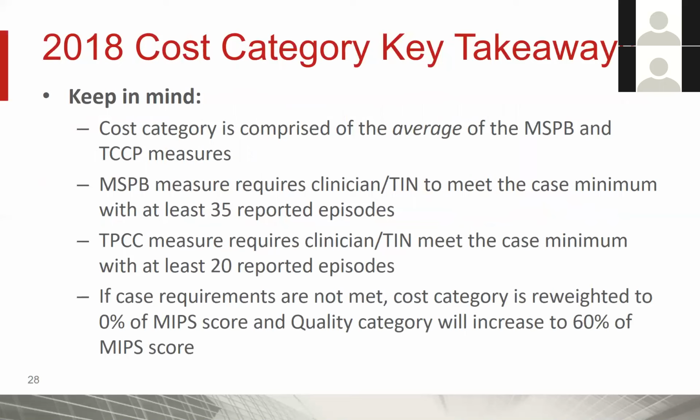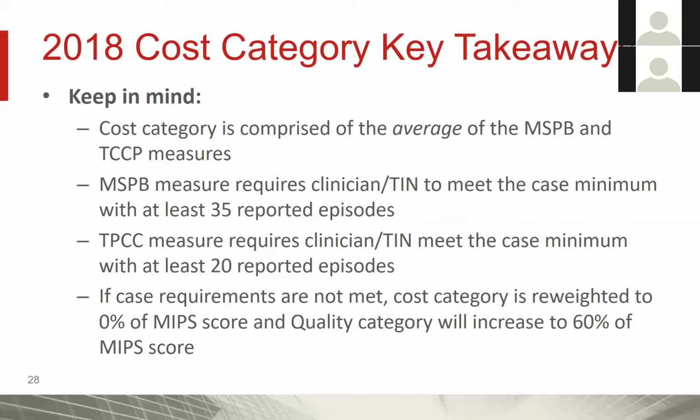So here are some key takeaways for you to think about as it relates to the cost category. Please keep in mind that the cost category is comprised of the average of your MSPB and TPCC measures. So if you're unable to meet the case minimum or requisite requirements for one measure, that's okay because you still could be scored on the other measure.